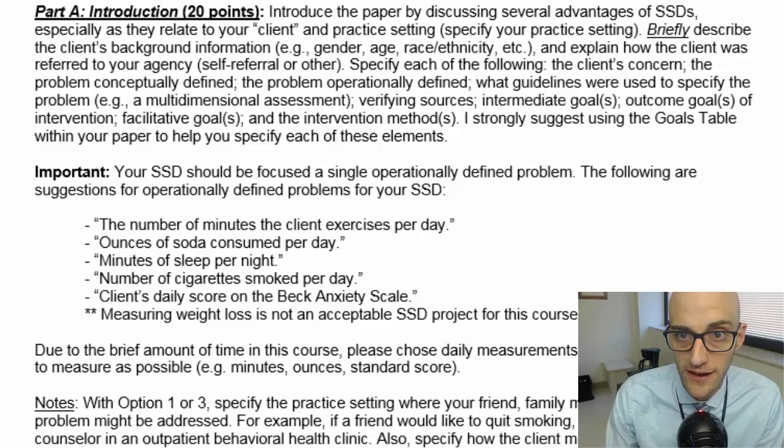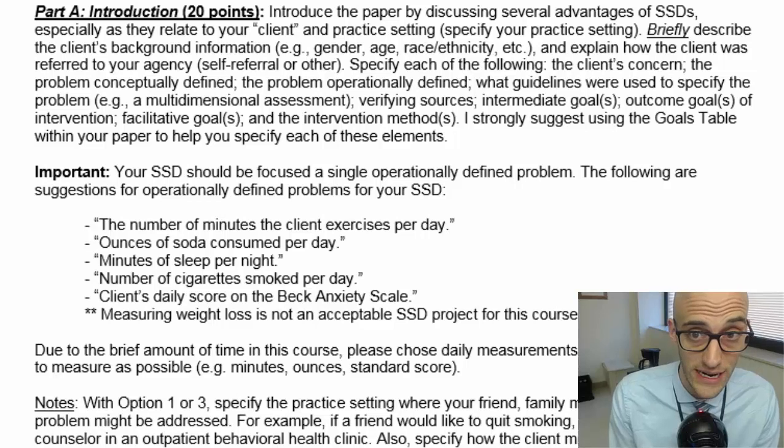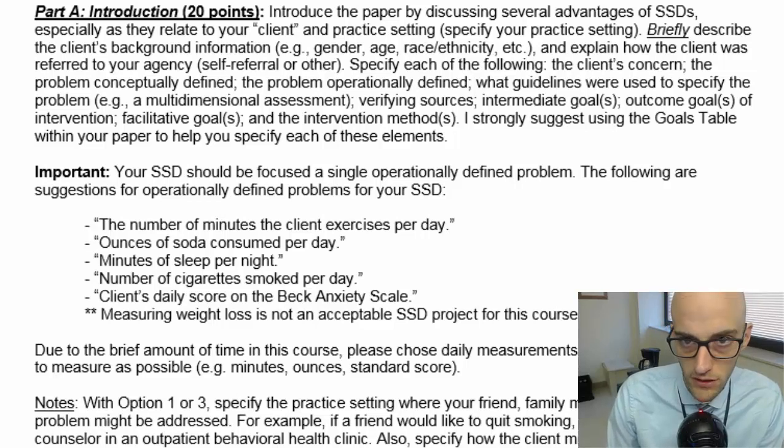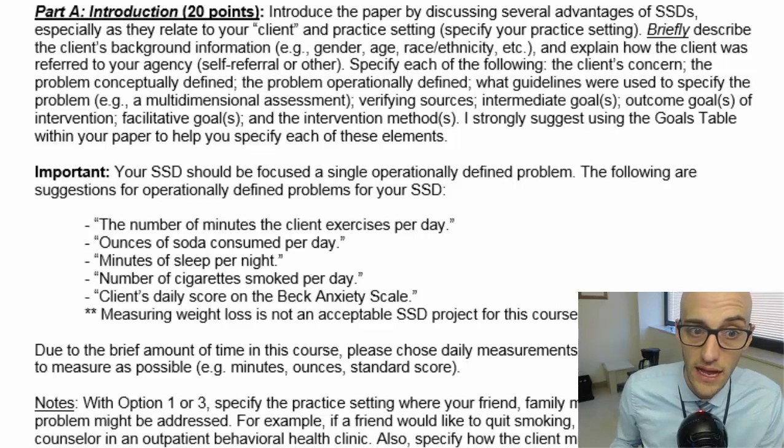I'll spend quite a bit of time covering this because that's really the crux of single system design: being able to operationally define your problem and identify in quantifiable terms what it is that you're trying to measure with your project. Without that, you're not going to be able to do your method section or your results section or anything along the way. I'm also going to be discussing a goals table, and I strongly recommend that you complete a goals table to help you identify these elements and really be like a roadmap for the rest of your project.